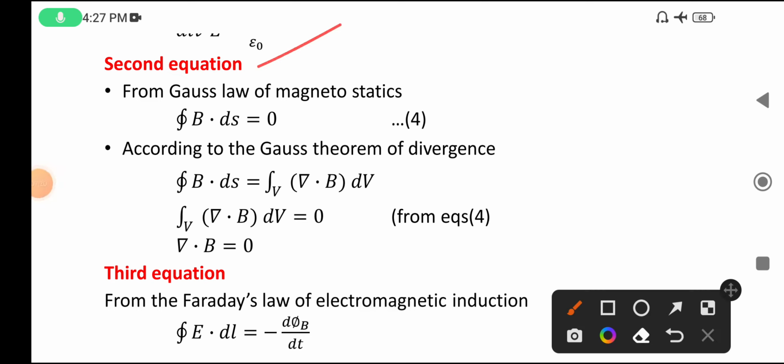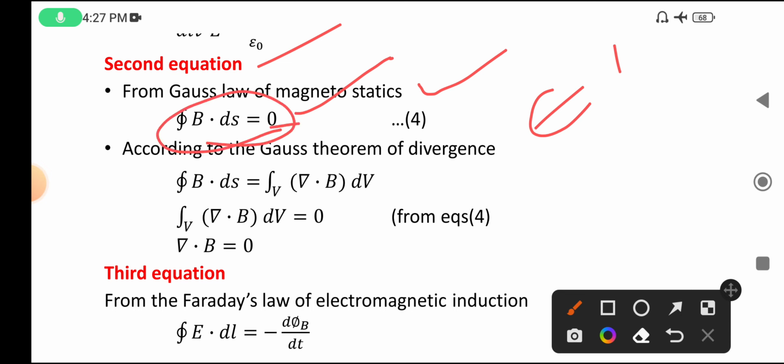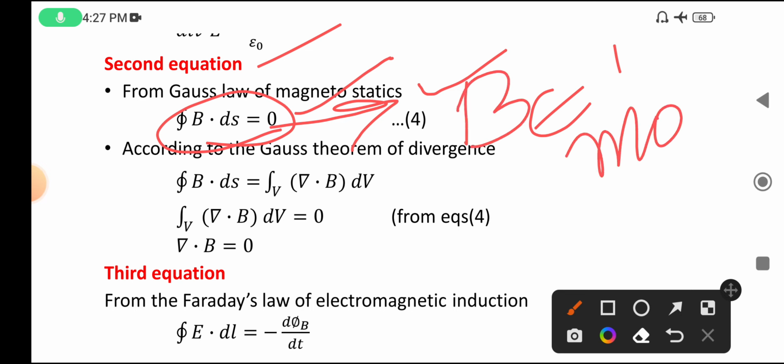Okay, Maxwell's first equation we got from electrostatics, and Maxwell's second equation we see from magnetostatics. So it is a magnetostatic formula: integral B dot ds is equal to 0. It means magnets do not have monopoles. They do not have monopoles.